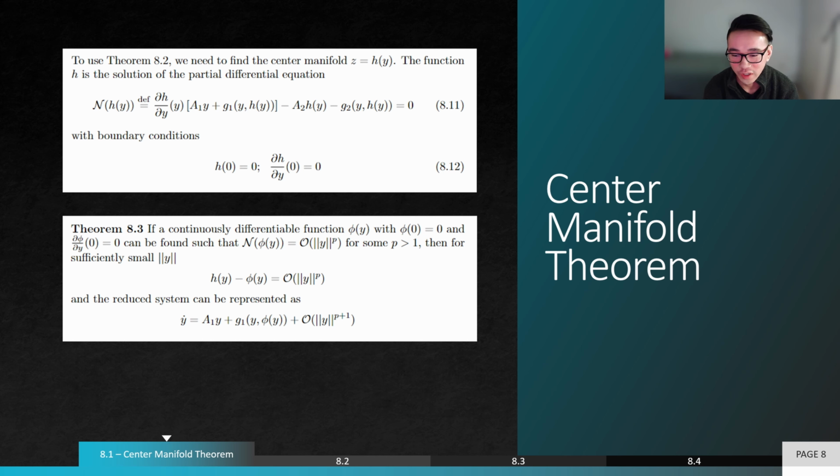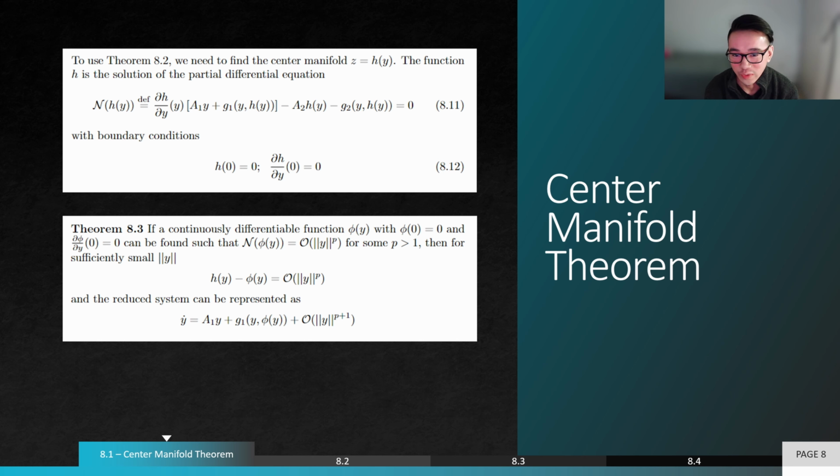So theorem 8.3 gives us insight on how we can still use theorem 8.2. If we can find an approximation of the center manifold with some leftover difference on the order p, then our reduced system will have leftovers to the order p plus 1.